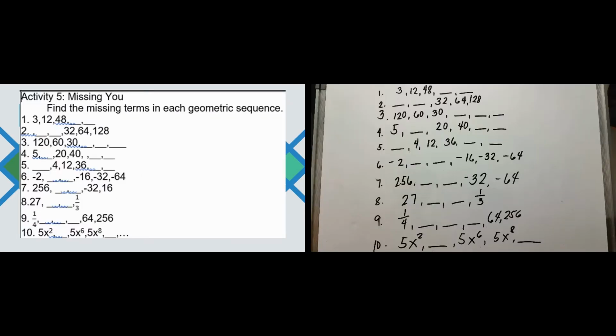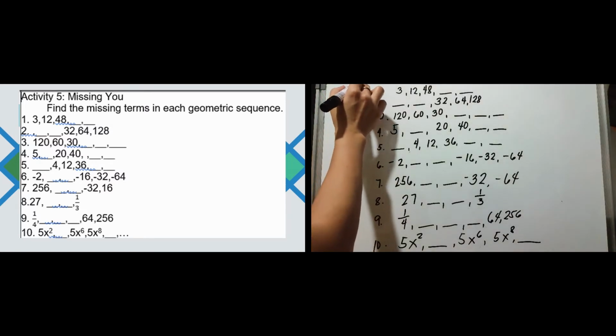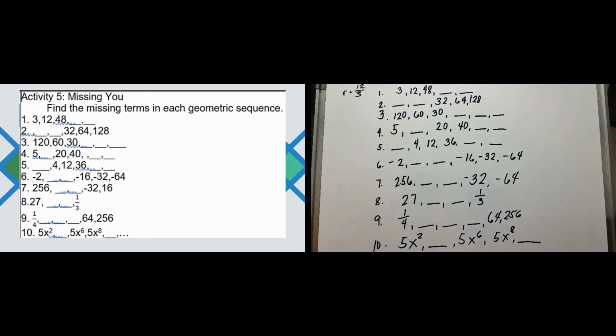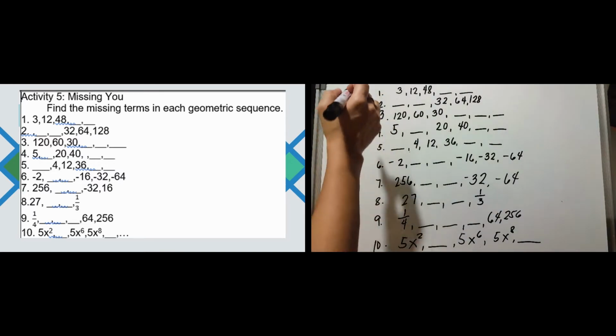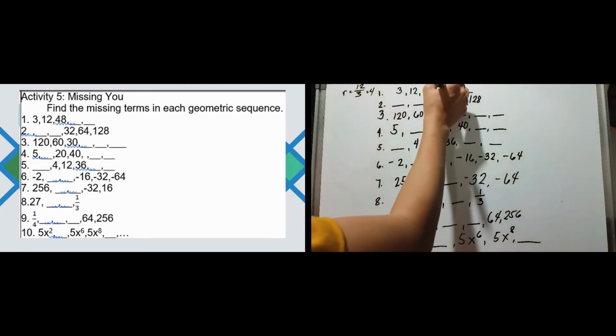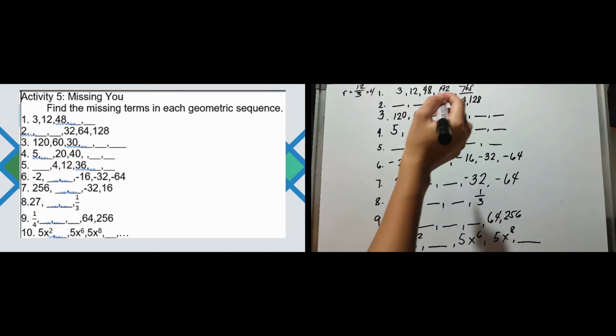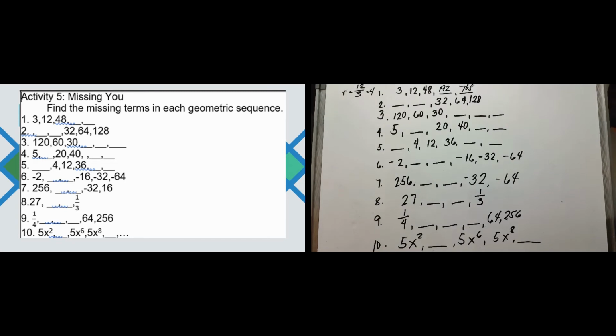Okay, let's find the missing term. So let's have number 1. We have 3, 12, 48. For us to get the common ratio, we have 12 divided by 3, which is 4. So our common ratio for number 1 is 4. So we need to multiply 48 by 4. 48 times 4 is 192. Times 4 is 768.